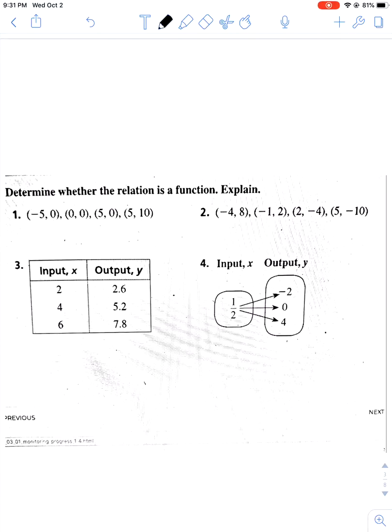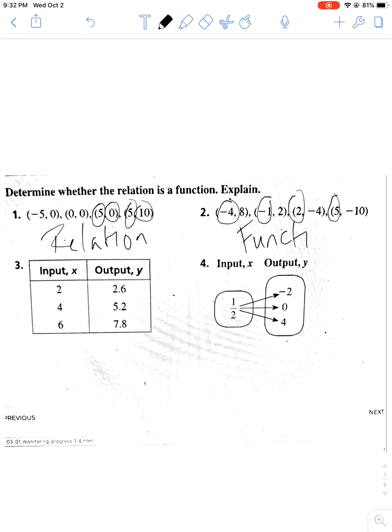All right, so I'm looking at this first one. Well, I see a problem here. I've got the 5s. They repeat. One goes to 0, one goes to 10. That makes this a relation. Over here, I've got -4. That's fine. -1, fine. 2, fine. 5, fine. No repeats in the x, so we're good. We've got a function here.